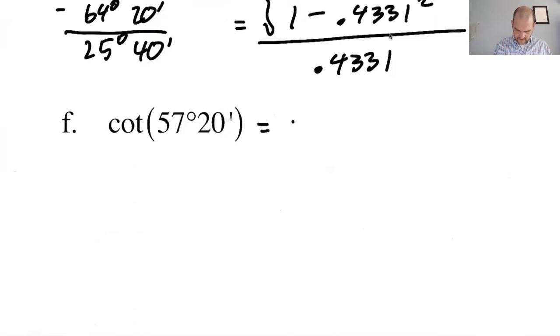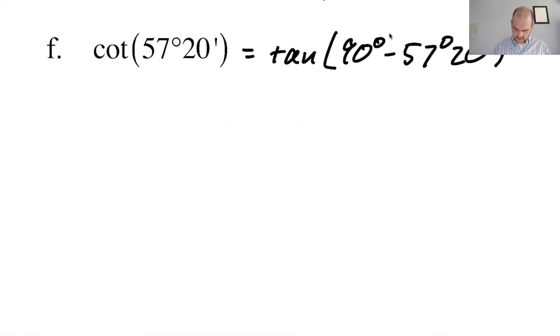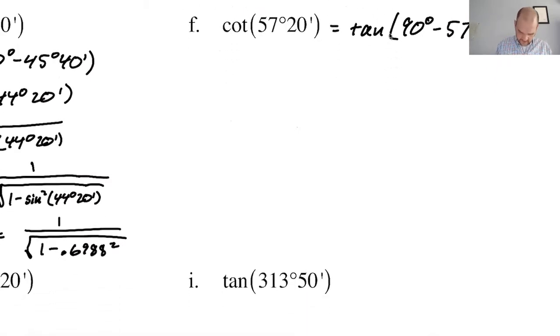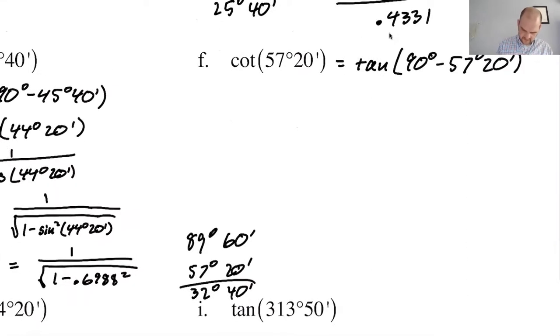First, we've got to change the angle. So we'll do tangent of 90 minus 57°20'. This is a long page. So 90 minus, so we do 89°60', and then 57°20', so 40 minutes, and then 32 degrees. So tangent of 32°40'.